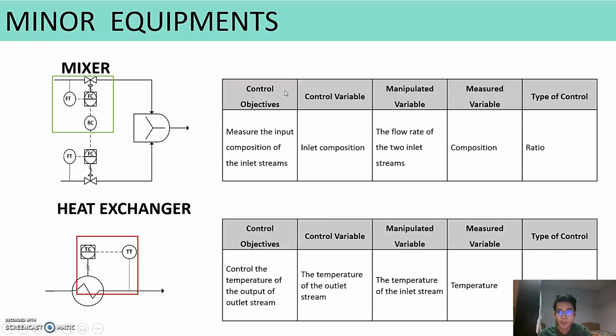For the minor equipment, we have a mixer. For the mixer, we have two flow controllers in feed forward, connected to the ratio controller. This ratio controller controls the composition of the inlet. And then we have a heat exchanger. For the heat exchanger, we have only one type of controller. It is in feedback, so the temperature controller will control the heat exchanger.